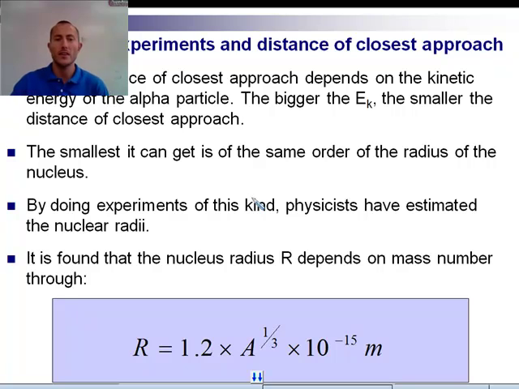And they found that the radius, again, hopefully for obvious reasons, depends on the mass number, because the more protons and neutrons that the atom has, the bigger it's going to be, the larger the radius.